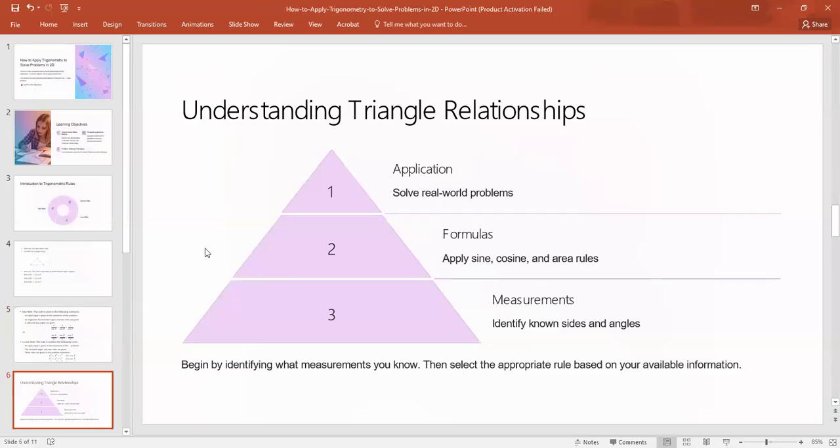Therefore, it's important to understand the triangle relationships when you are asked to apply these rules to solve real-world problems. You have to know when to apply the sine rule, the cosine rule, and the area rule based on the information given in the statement of the problem. You have to identify what measurements are given to you and select the appropriate rule based on your available information.